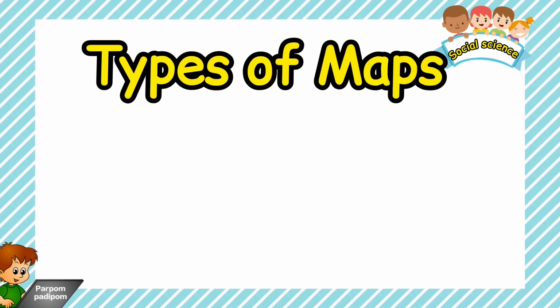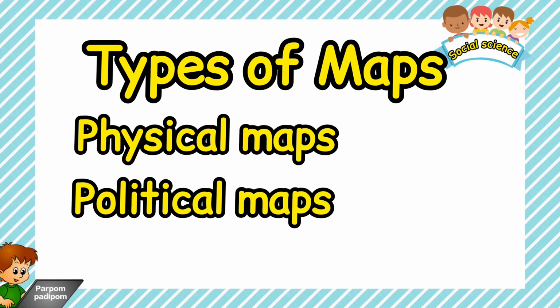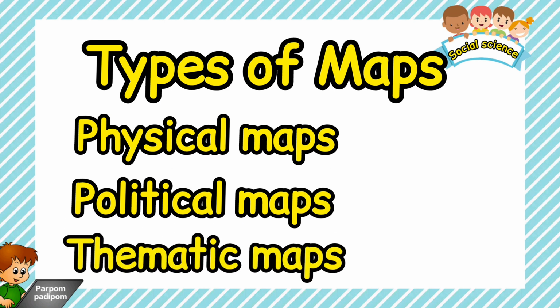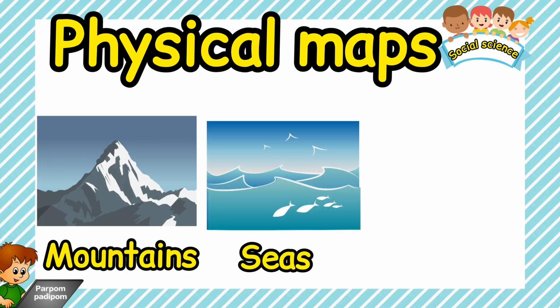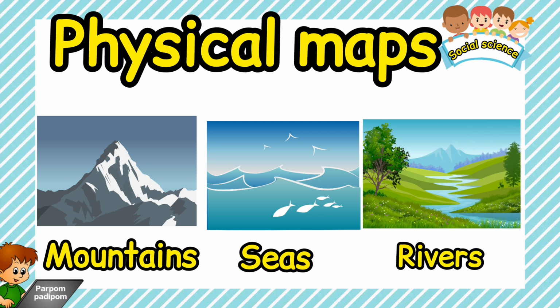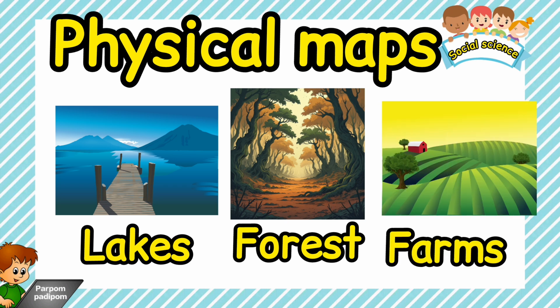Types of maps. Physical maps. Political maps. Thematic maps. Physical maps show physical features such as mountains, seas, rivers, lakes, forests and farms.